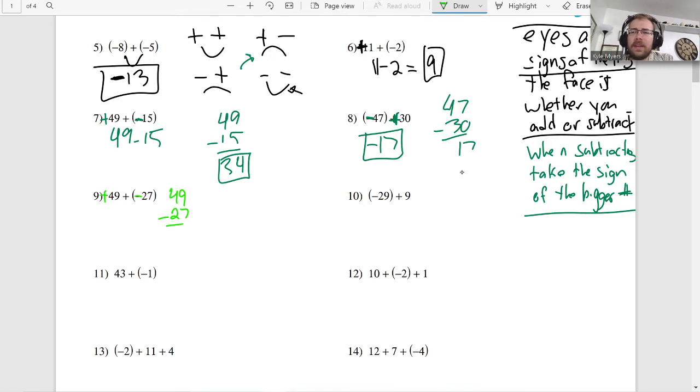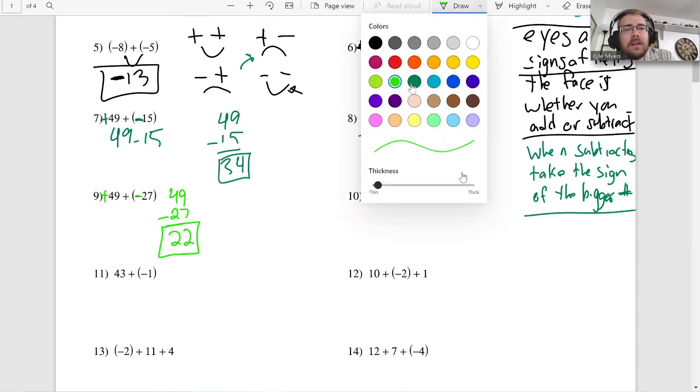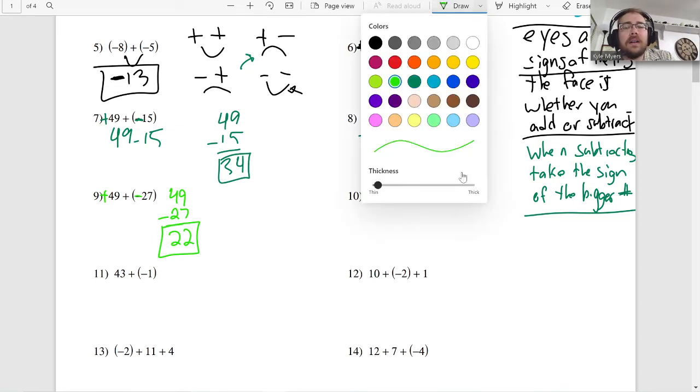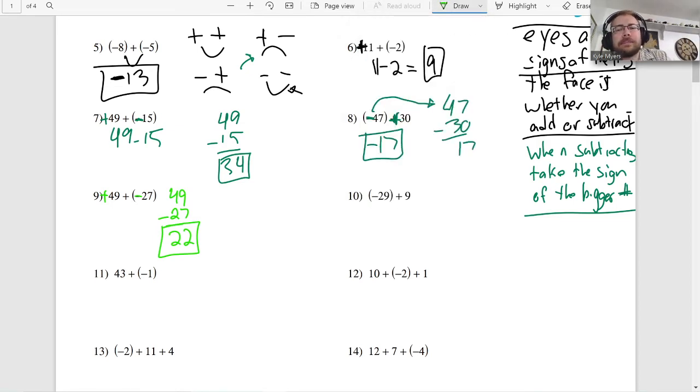Well, actually kind of doing the same thing here almost. It's 49 minus 27. So 9 minus 7 is 2. 4 minus 2 is 2. The answer is 22. That's it. I don't have to change the sign because 49 is positive. I didn't have to flip anything to set up my subtraction. Over here, I did have to change the sign. The sign was negative. I changed it to positive to set up my subtraction. So that's why I had to take the opposite of my answer.